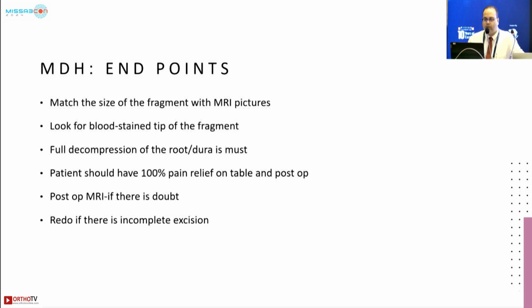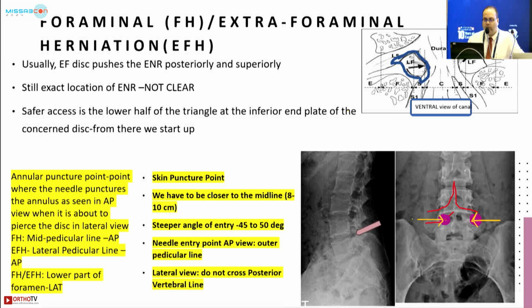So the endpoints of the surgery are, we have to match the eyeballing of the fragment with the MRI pictures, look for the blood-stained tip of the fragment, full decompression of the dura and the nerve. The patient should be having pain relief during the procedure, especially on extension of the spine, and post-op MRI is done if required.